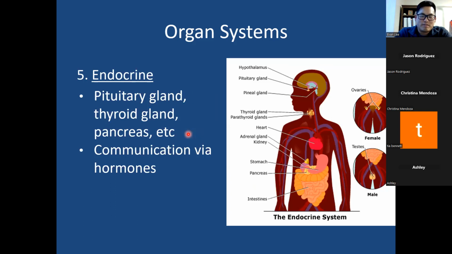Now, here's one of my favorites, very overlooked and very underappreciated: the endocrine system. The endocrine system doesn't get talked about too much, but you've probably heard of glands in your body and also hormones. Some major glands include the thyroid gland, the pituitary gland, the adrenal gland, and the pancreas. All of those are various types of glands in your body, and they all make hormones that are going to affect you.